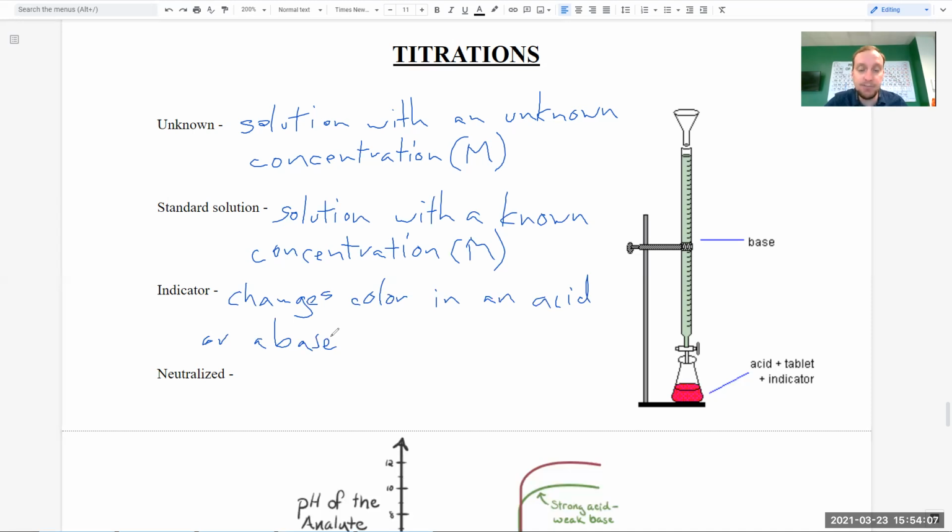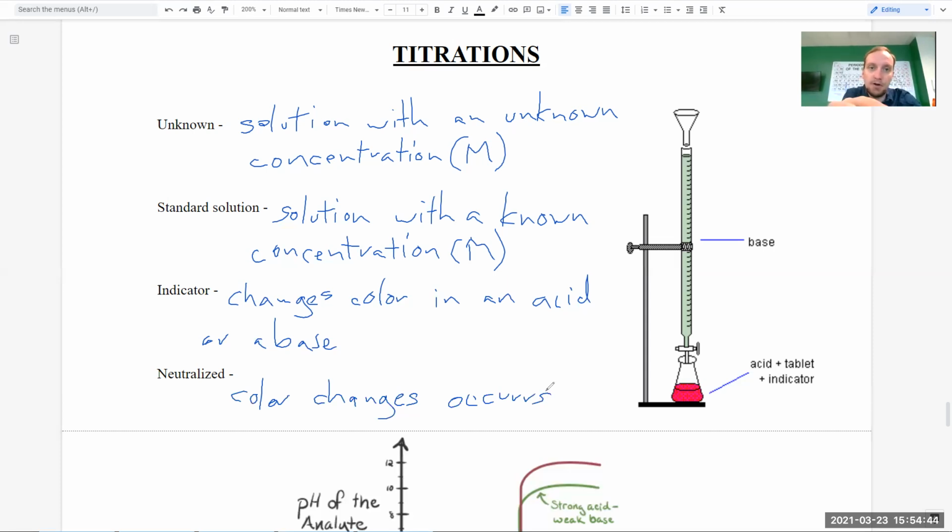If the solution at the very bottom, our unknown, is a base, then we want to add this indicator that will indicate when it becomes acidic by changing colors. That will tell us and will indicate, hence the name, when it is neutralized at a pH of perfectly 7. And it also tells us when we are finished, when that color change finishes. And that's basically neutralized. This is when the color change occurs. When the color change occurs, we know that we have neutralized.